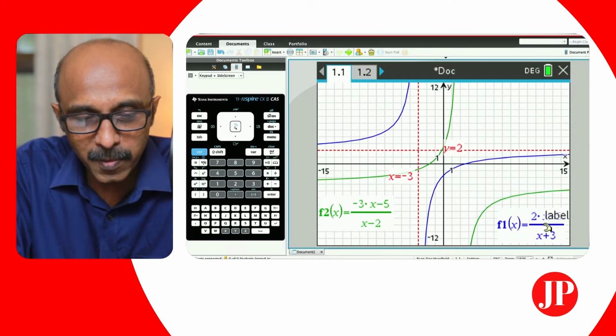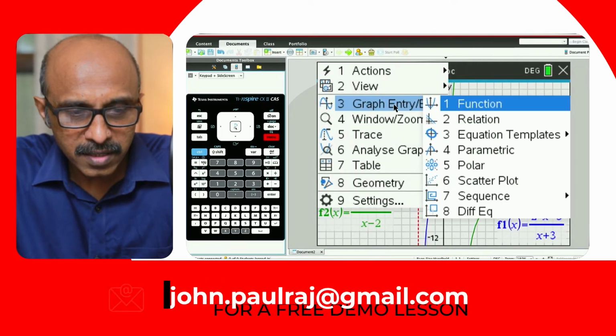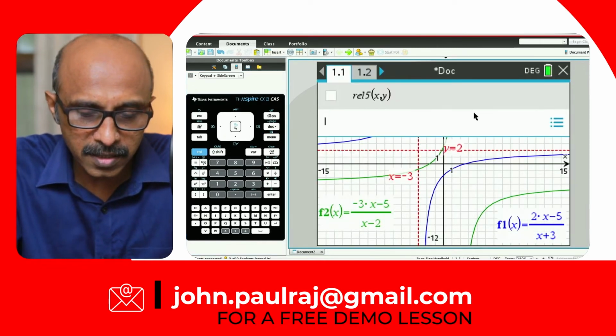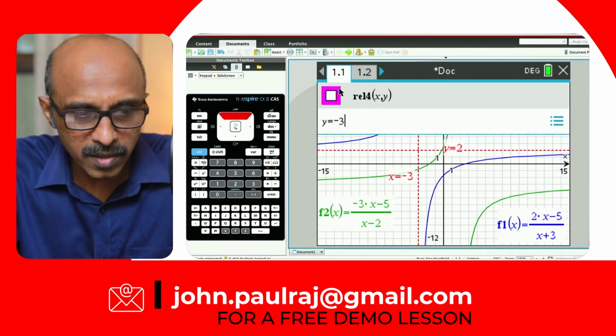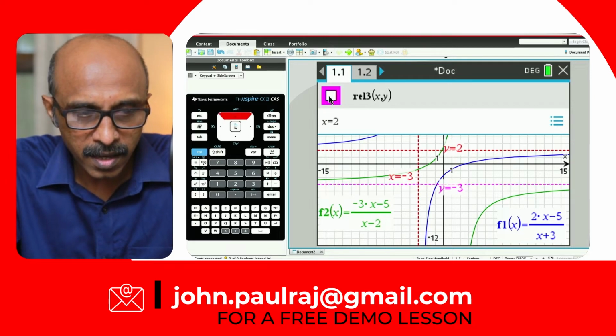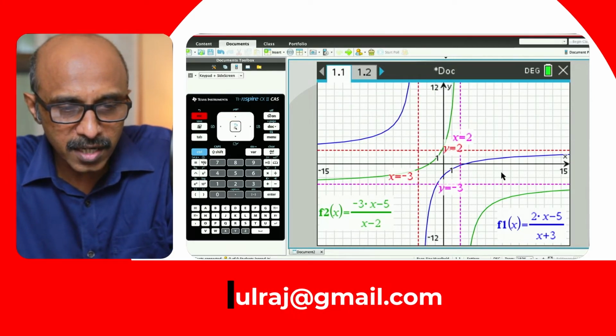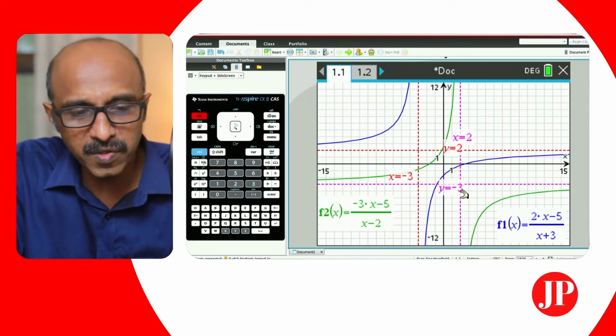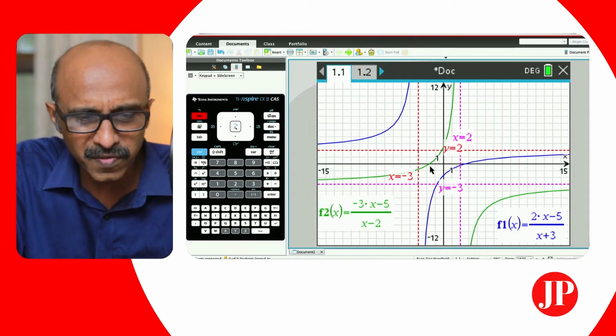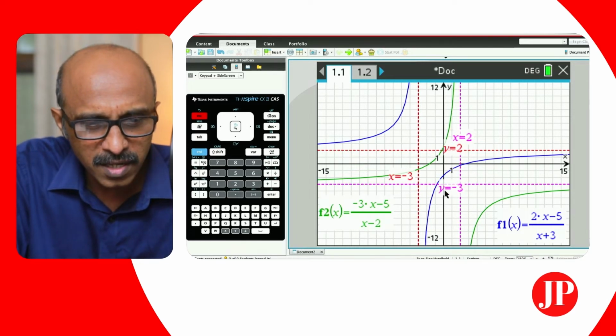I'm just going to move this label away. I'm just going to activate the asymptotes that I already had entered there. So the asymptote y equals negative 3 and x equals negative. There in magenta, you can see y equals negative 3. Okay, that's y equals negative 3. This looks very crowded, but try and focus with me.